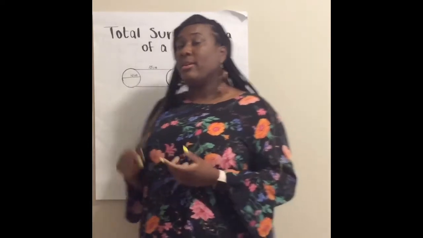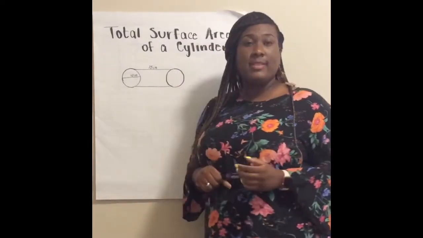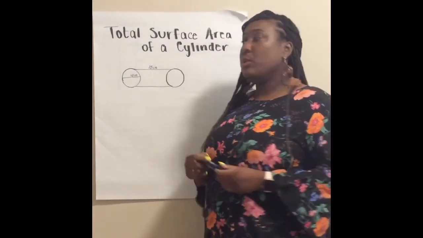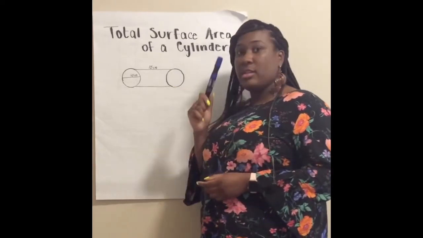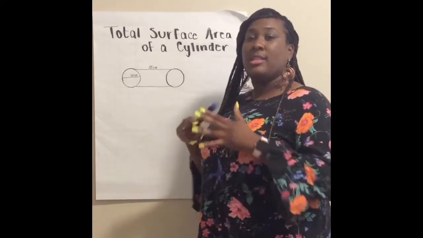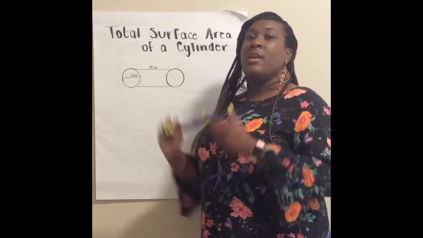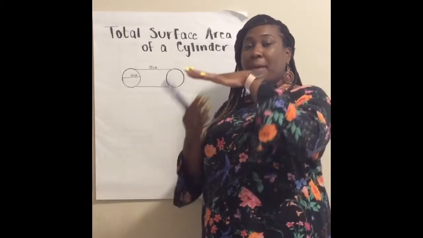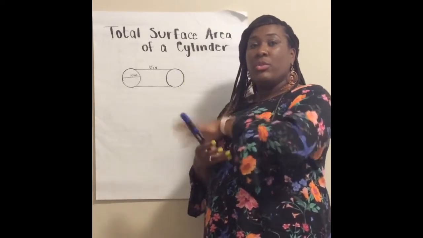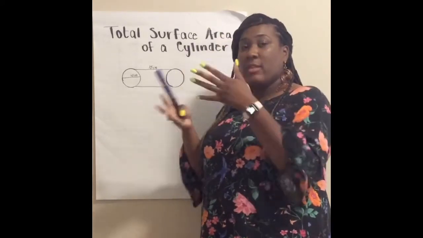We're going to be learning about total surface area of a cylinder. When we're thinking about total surface area, it's just what it says. It's everything, the measurements of everything. Think of your Pringles can: the wrapper, the top, and the bottom. We want to know everything. What's the surface area of the whole thing?